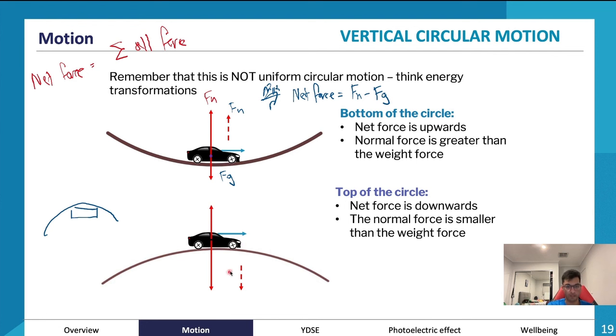Applying the same sort of logic for this one, assuming the net force is downwards and downwards is positive, we know this one is the force of gravity and this one is the force of normal. We know the net force is therefore equal to the force of gravity minus the force of normal. And that's essentially where those formulas come from.